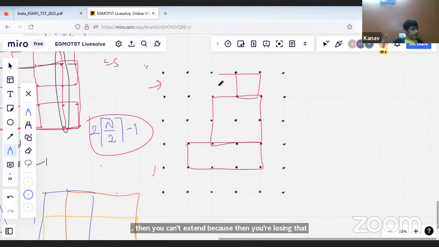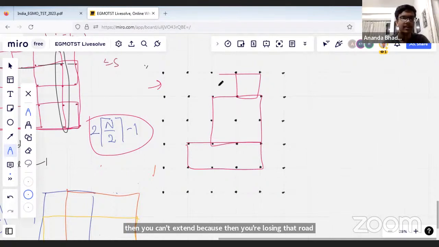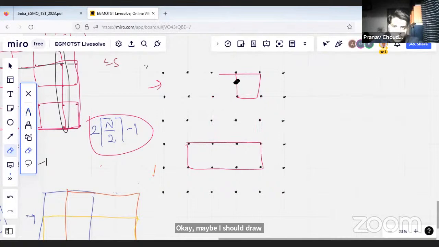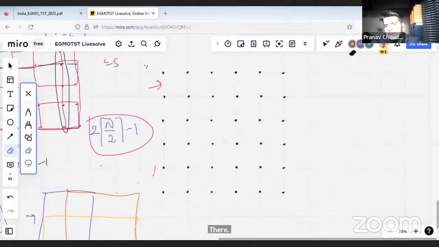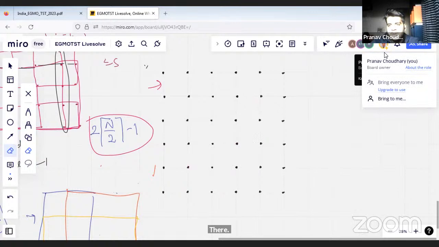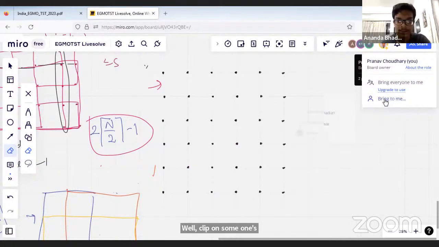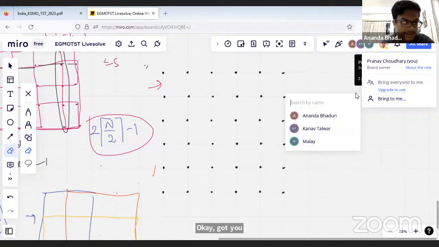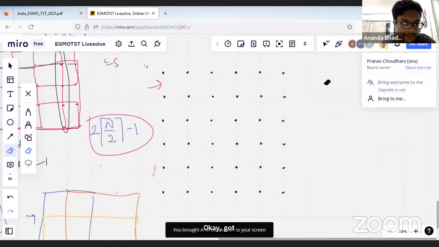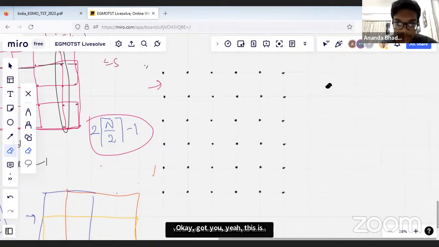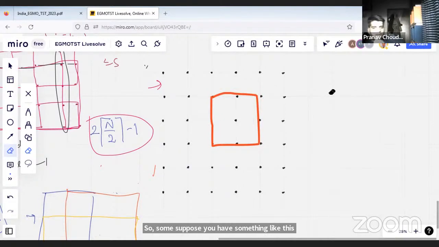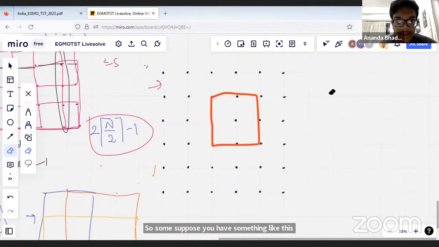Okay, maybe I should draw. I can draw this. Where is my turn? Where are we? Oh, click on someone's PFP. Okay, got you. This is pen. So suppose you have something like this. You cannot see where. Okay, I'm drawing in red. Okay, I can see it on my screen. Yeah, I can also see.